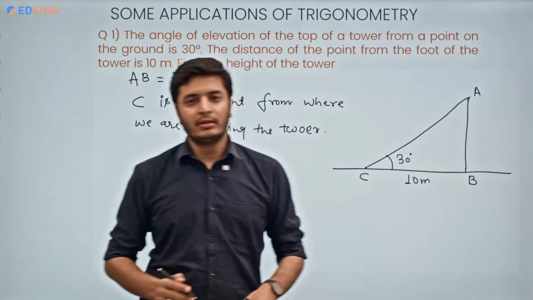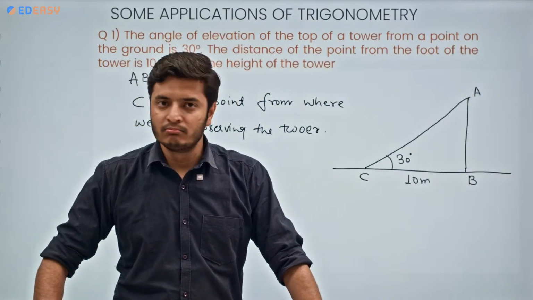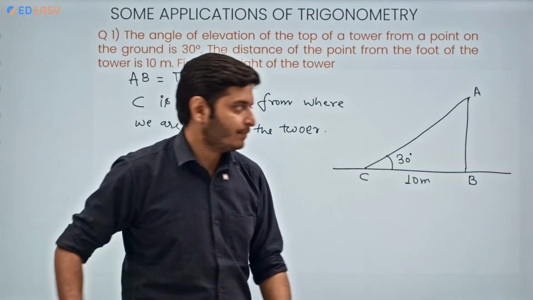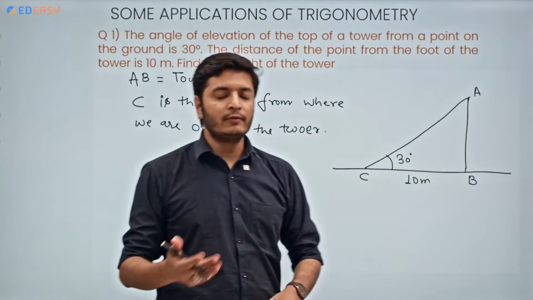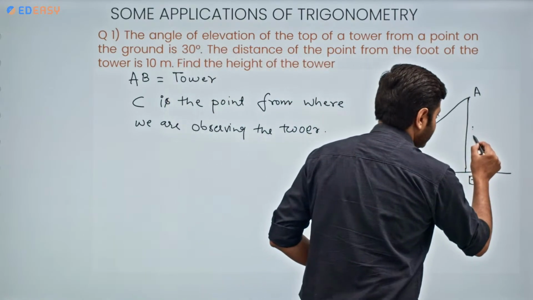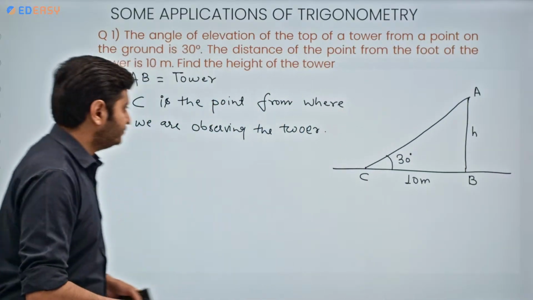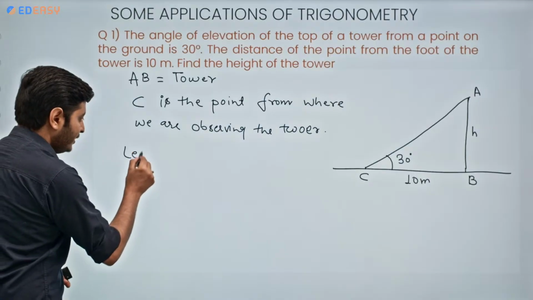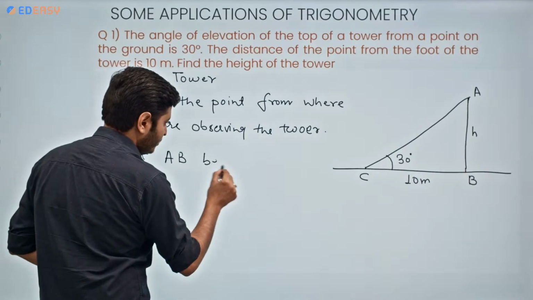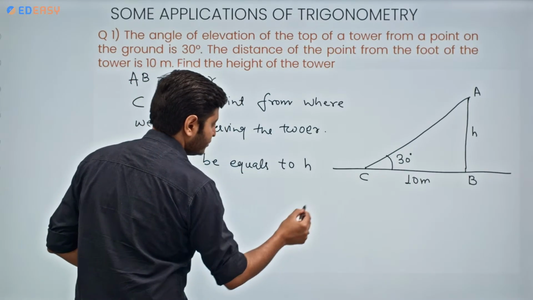Now you can do one thing. You can either directly go with AB, AC, BC like this, or you can give them some very specific name. As we need to find the height of the tower, what I will usually do is consider this to be H, height. Now let AB be equal to H.